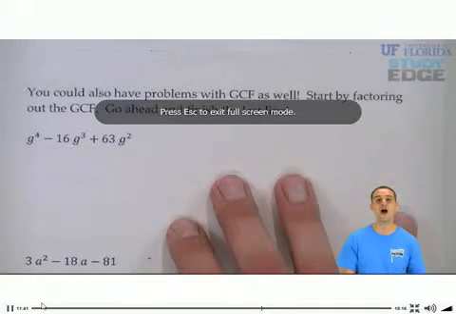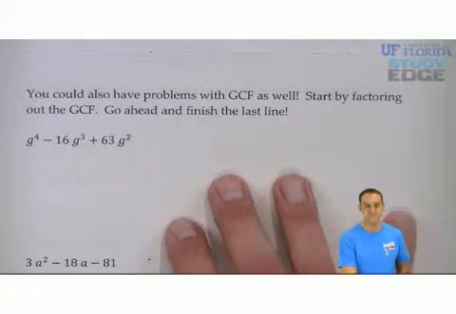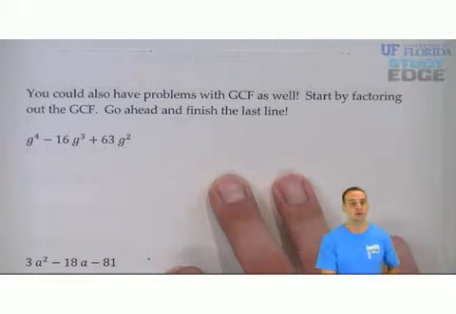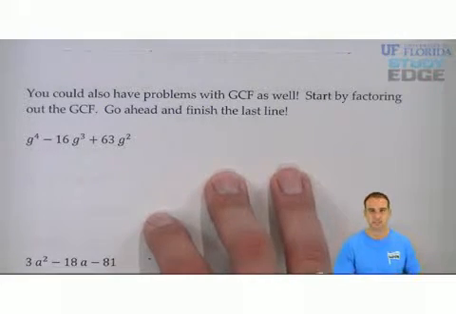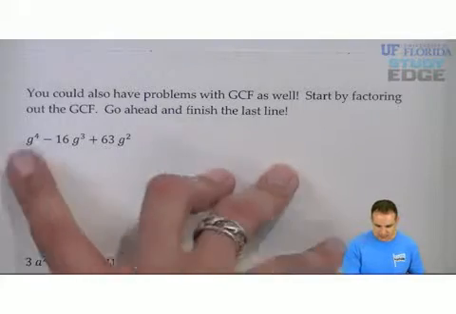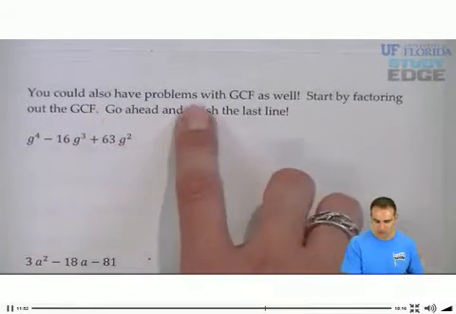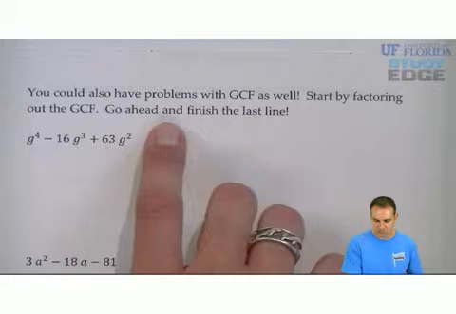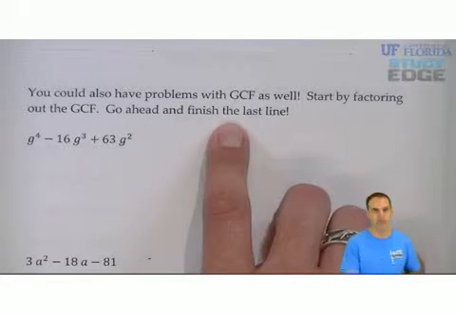Do GCF along with factoring. You might have to do GCF and then factor a trinomial. So whenever you're asked to factor or need to factor, let's go ahead and get the GCF. You could also have problems with GCF as well. Start by factoring out the GCF and go ahead and finish the last line.